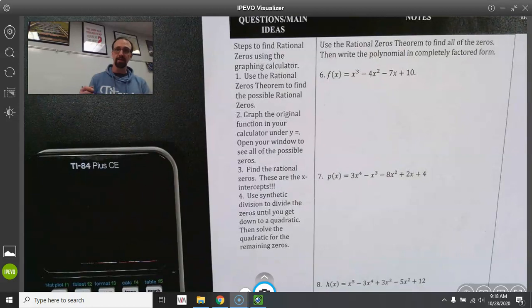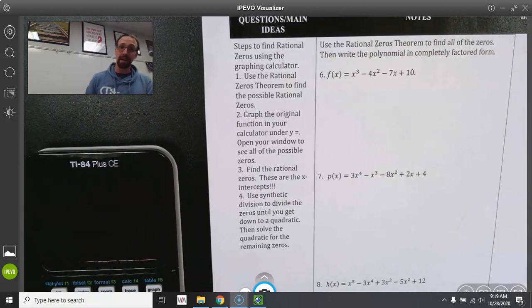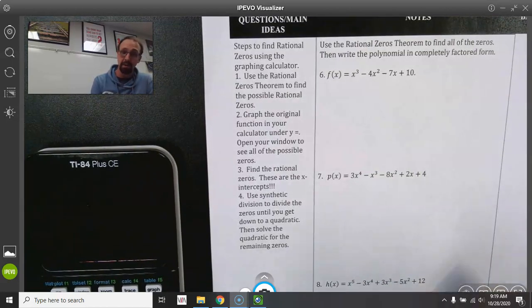In this particular video, we're going to talk about how to find all of the zeros for a polynomial, and then how to write it in factored form using technology. So you're going to need your graphing calculator for this part of the notes. What I want to do first is find all of the possible rational zeros. So we're going to use the rational zero theorem that we had from earlier.